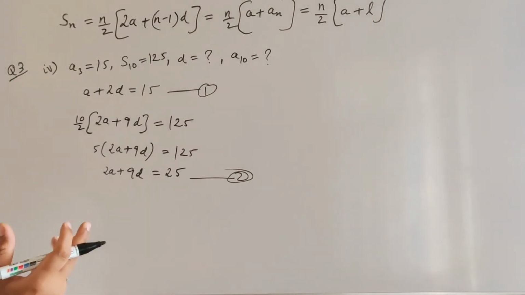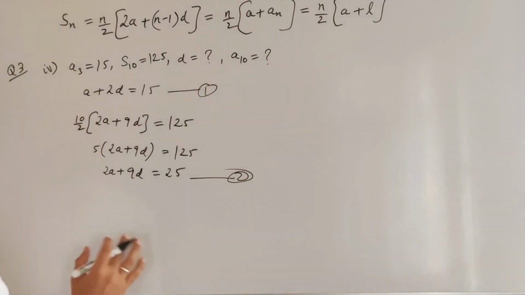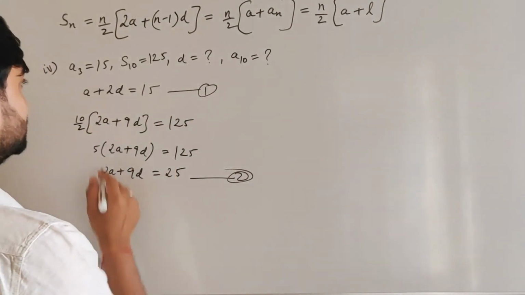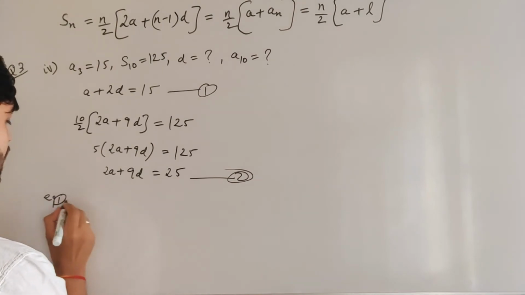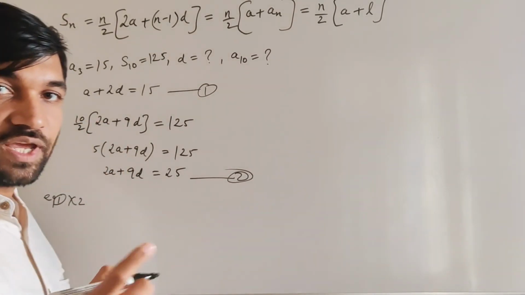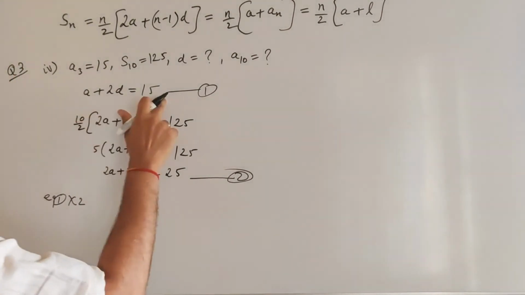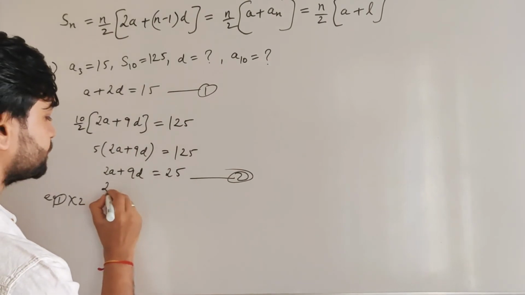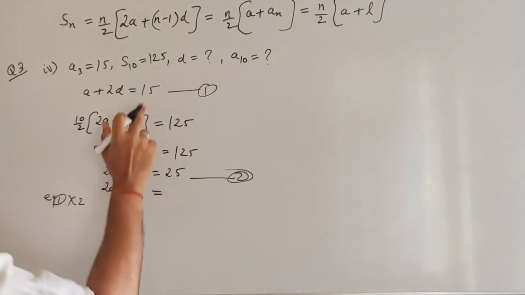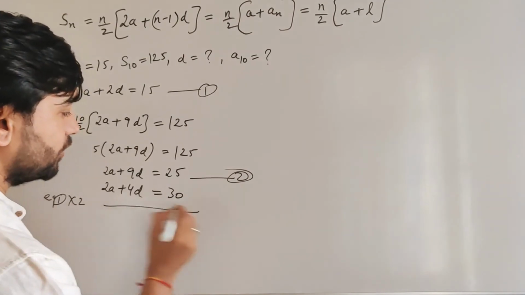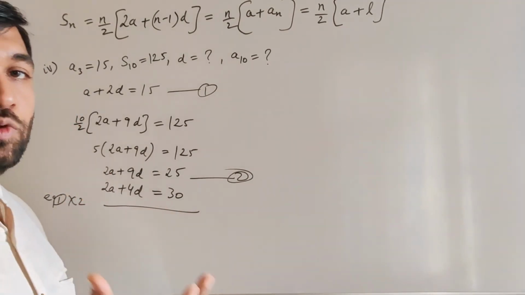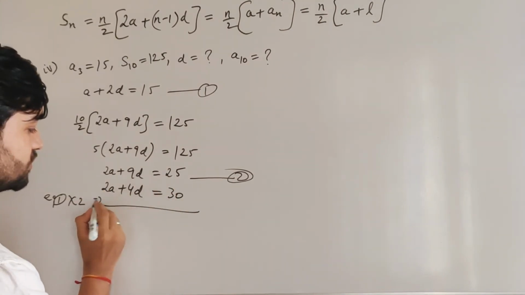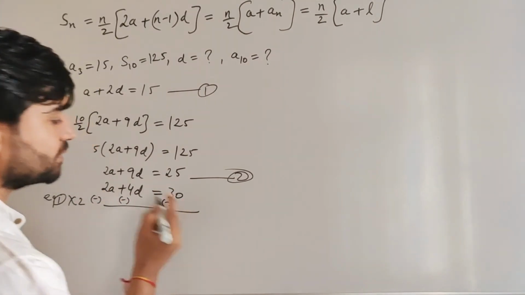Now we can solve them by any of the methods. These are two linear equations. What I'll do is I'll multiply equation number 1 with 2 and solve them by elimination method. So equation 1, I'll multiply by 2 so that the coefficients of A are the same. When I multiply by 2 on both sides, you get 2A plus 4D is equal to 30. Okay, now 2A and 2A have the same sign, so I'm going to subtract, so I'll change the signs here. So plus becomes minus, this plus becomes minus.